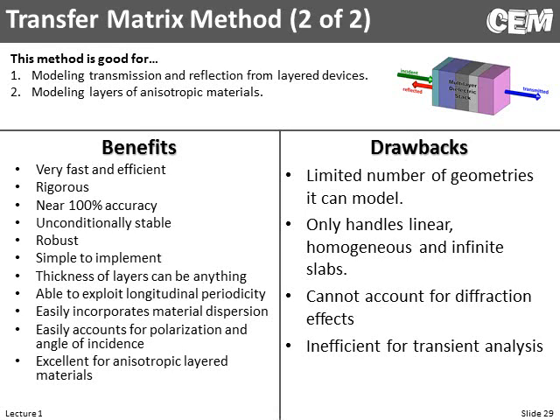Okay, so I just pretty much talked through all the benefits and drawbacks. It's really fast, very, very efficient. It is rigorous if that approximation of being of infinite extent is valid for you. So you get a rigorous solution to the differential equation. As with all the methods we'll develop, it's unconditionally stable. That only means it's only going to explode if you screw up, if you made a mistake somewhere. Very robust, very simple to implement. The main drawback is it's limited in the geometries that it can model, because these layers have to be of infinite extent.